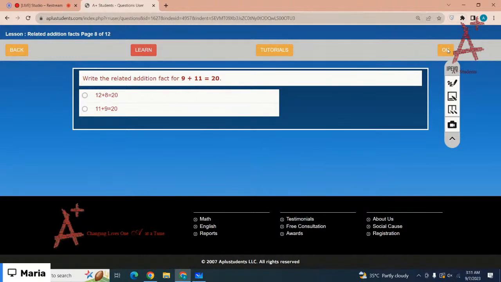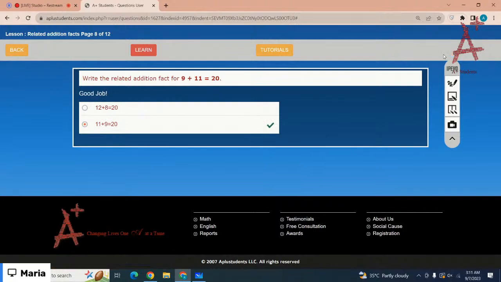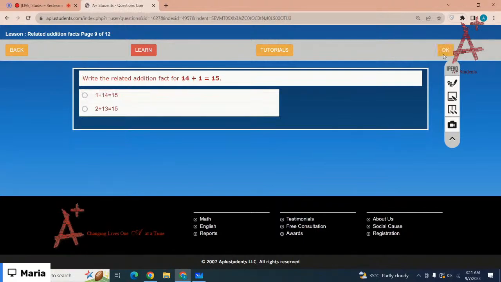Write the related addition fact for 9 plus 11 equals 20. So which is the correct option? Yes, that would be option number 2. 9 plus 11 equals 20 and 11 plus 9 equals 20. They both have exactly same answer.